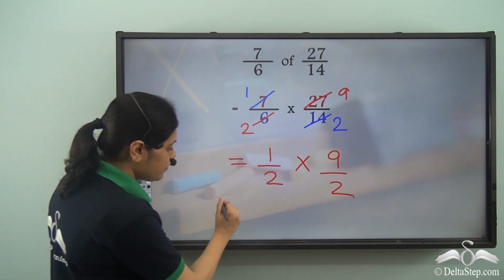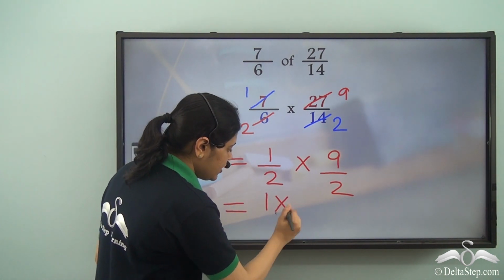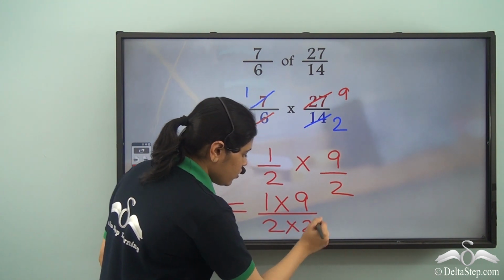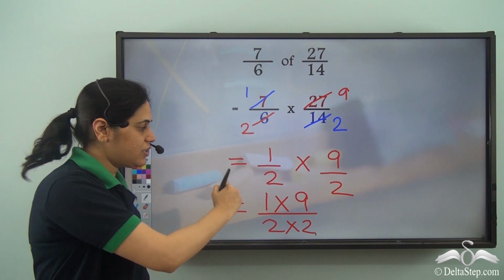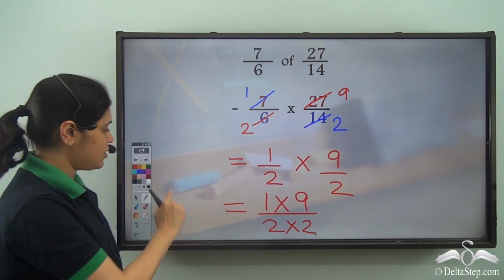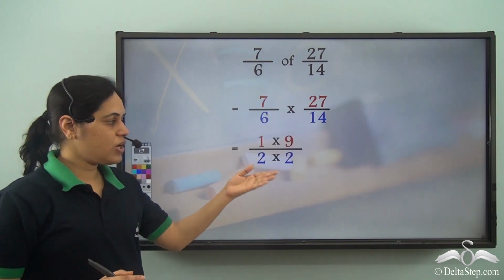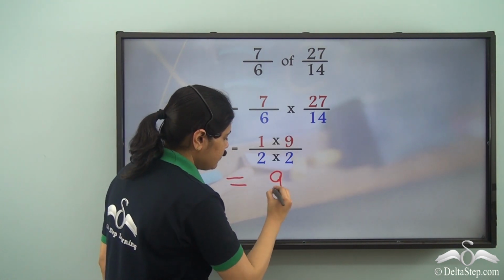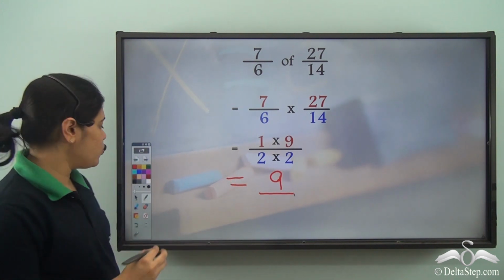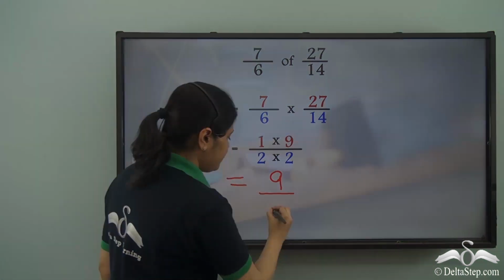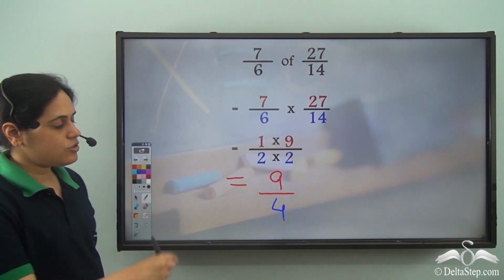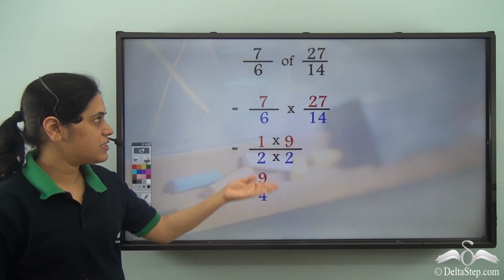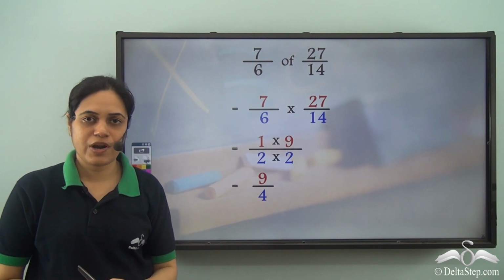So the numerator will be 1 into 9 and the denominator will be 2 into 2. I need to multiply the numerators and the denominators. So I have 1 into 9 by 2 into 2. Now 1 into 9 is 9 and 2 into 2 is 4. So the answer is 9 by 4. So this is the answer when you multiply these two fractions.